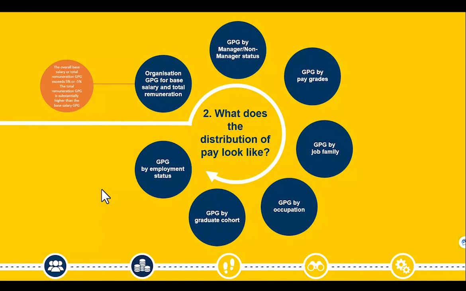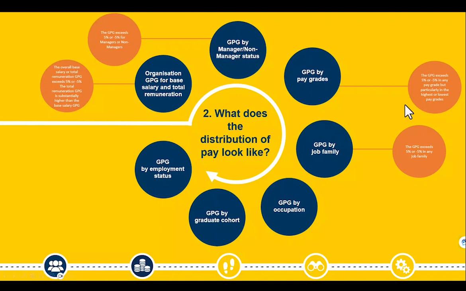We also want to see whether the total remuneration gender pay gap is substantially higher than the base salary gender pay gap, because that gives us an idea whether or not discretionary pay is one of the main drivers of your overall gender pay gap. As for the overall gender pay gaps, we're going to have a 5% tolerance threshold for both manager and non-manager pay gaps. And it's going to be the same for pay grades. But again, we're going to pay particular attention to the highest and the lowest pay grades because we know that those contribute greatly to the overall gender pay gap.